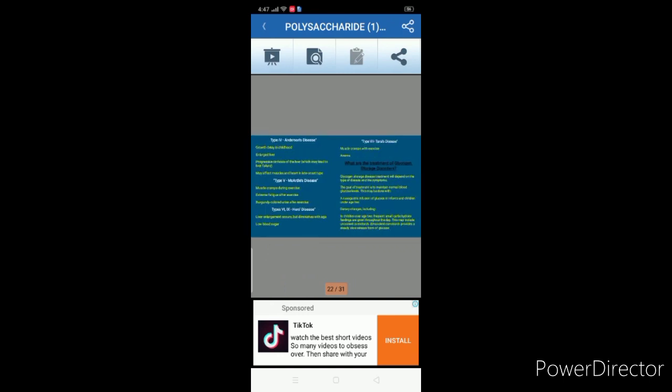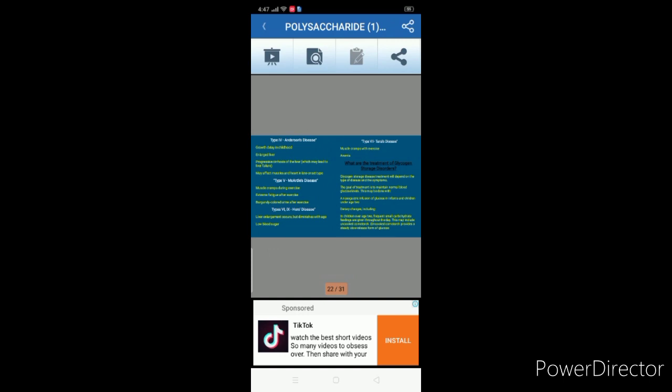Type 4, Andersen disease: growth delay in children, enlarged liver, progressive cirrhosis of the liver which may lead to liver failure, may affect muscles and heart in late onset. Type 5, McArdle disease: muscle cramps during exercise, extreme fatigue after exercise, burgundy colored urine after exercise. Type 6, Hers' disease: liver enlargement occurs but diminishes with age, low blood sugar. Type 7, Tarui's disease: muscle cramps with exercise and anemia. What are the treatments of glycogen storage disease?